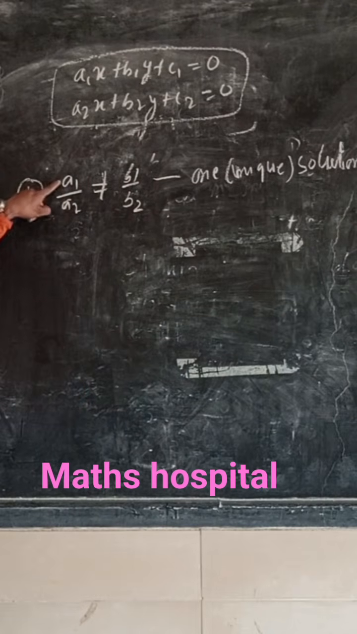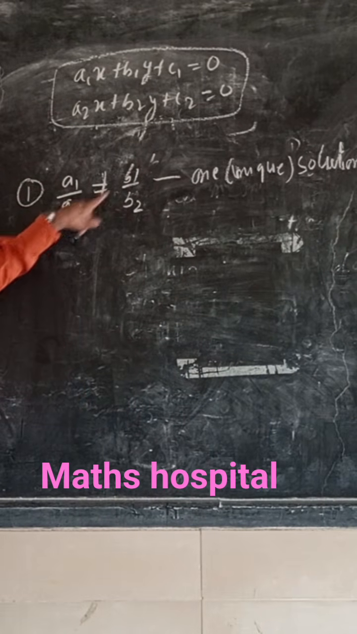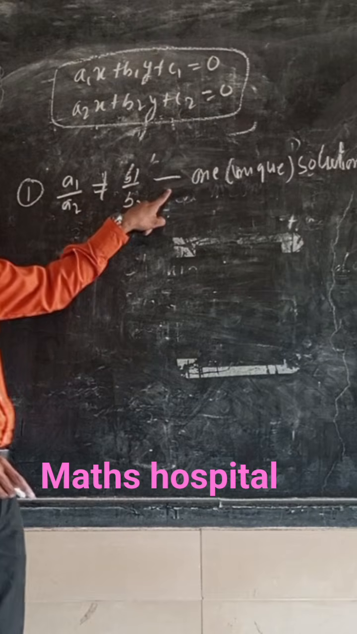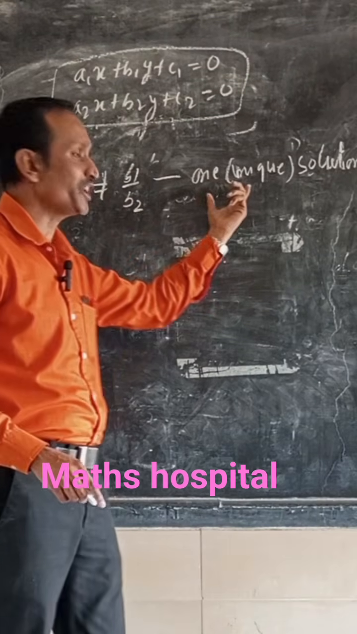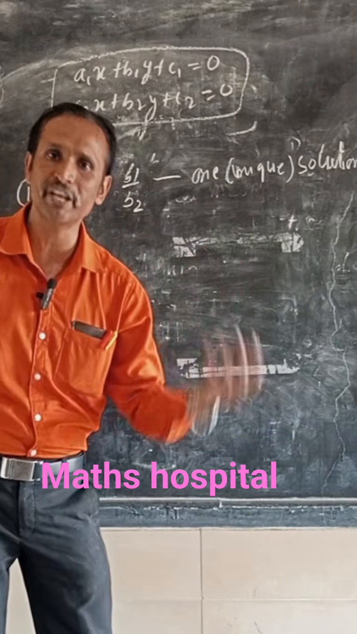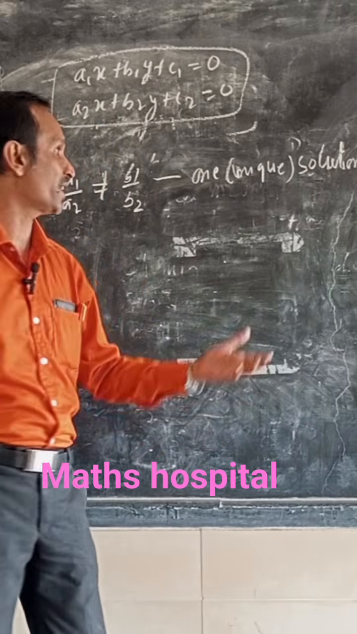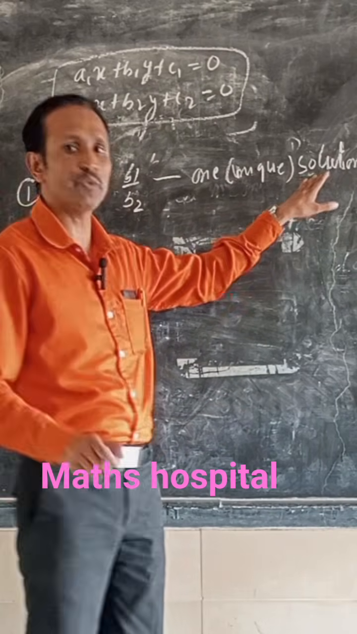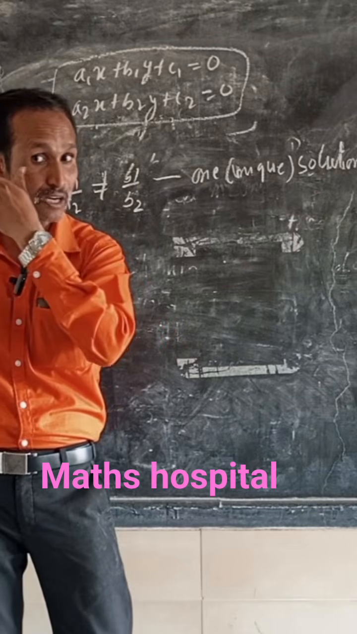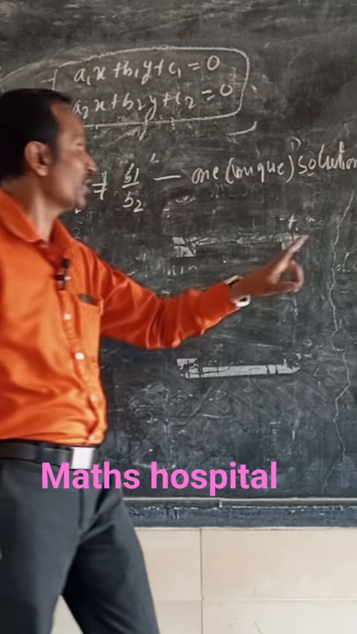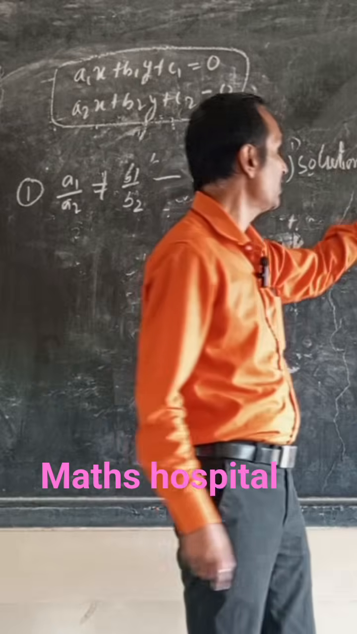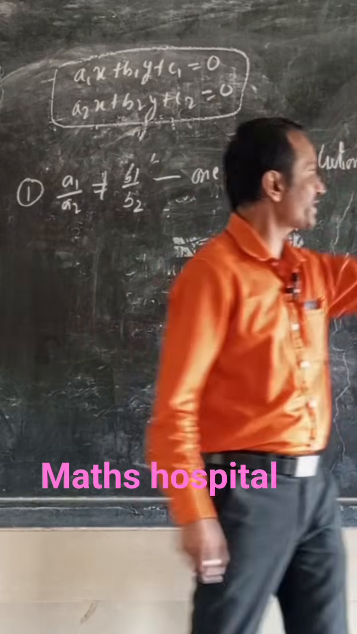If A1 by A2 is not equal to B1 by B2, then if we find the solution by the substitution method, elimination method, or cross multiplication method, a unique solution will come, one solution. It means X and Y will have only one solution. If we draw the graph, then it comes as intersecting lines, which should look like this.